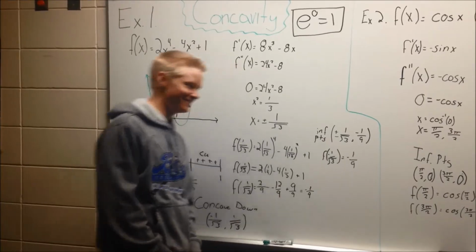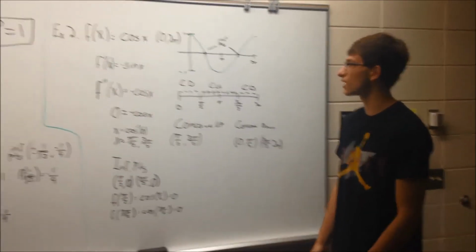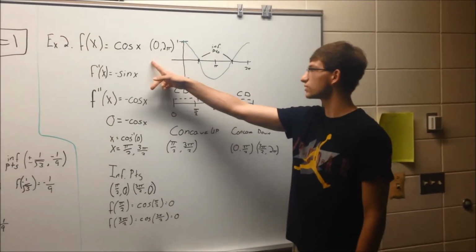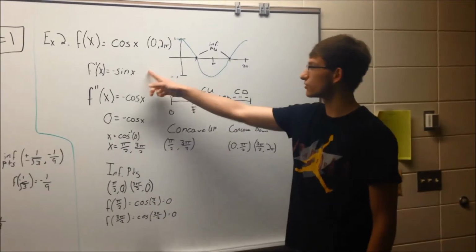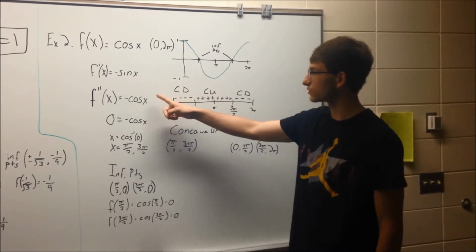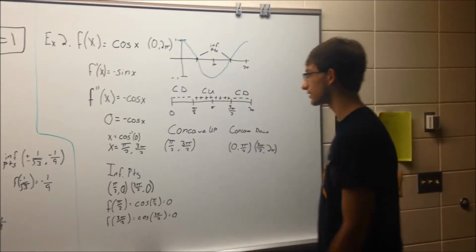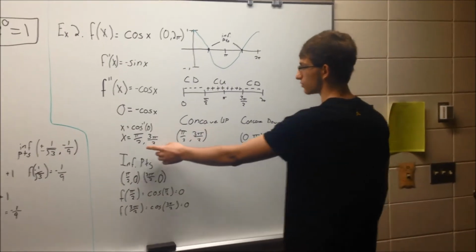Alright, for our second problem, the graph that we chose was cosine of x from 0 to 2 pi. And so what you do is you find the first derivative, and then you find the second derivative, which is just negative cosine of x. And you set that equal to 0, so that it's equal to 0 at pi over 2 and 3 pi over 2.